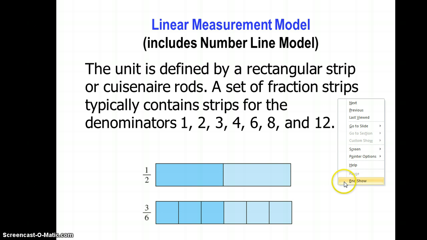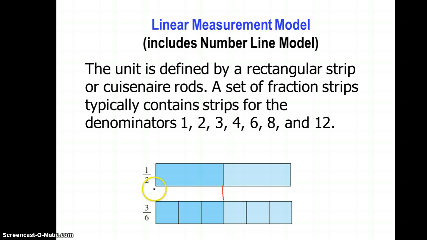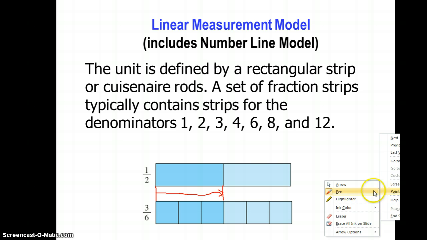I can maybe show a pointer here. Let me see if I can do that. It's not going to be great, but I'll try to show you with this pointer. So anyway, we're seeing that these have the same length, and that's why it's called a linear or linear measurement model, because we're looking at length from here. It's not going to be great for me drawing like that, but anyway, that is showing you that 1/2 is equivalent to 3/6.